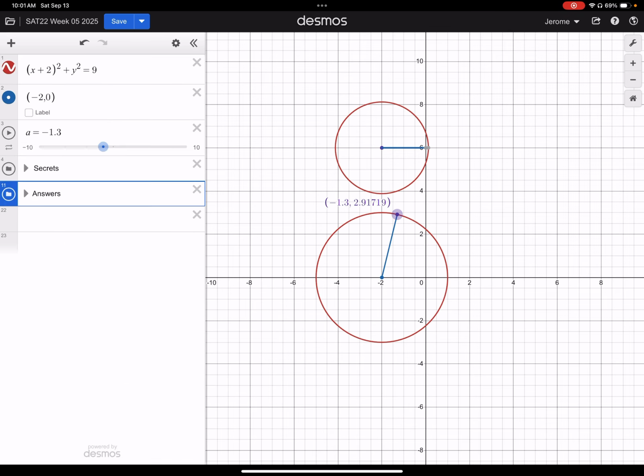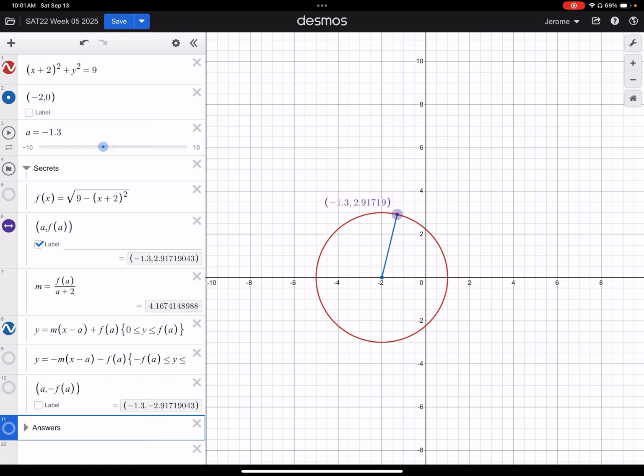Okay, so there you have it. A little bit of a mini lesson on circles. I want to give you a sneak preview of all the stuff that is in the little secrets there. Look at all that crazy business. Okay, that's good.